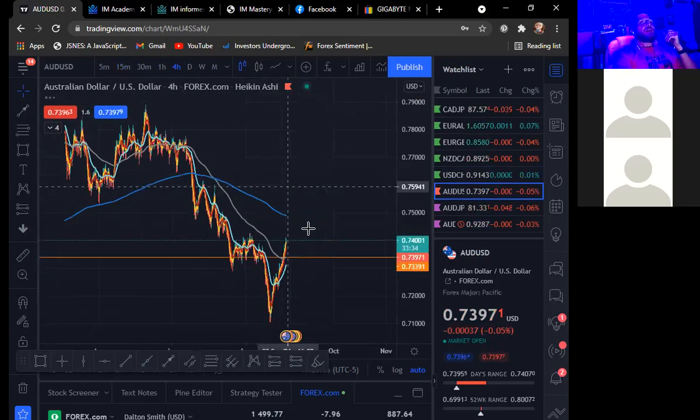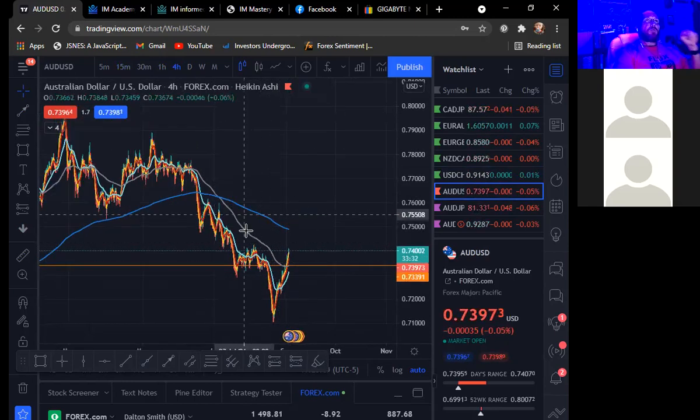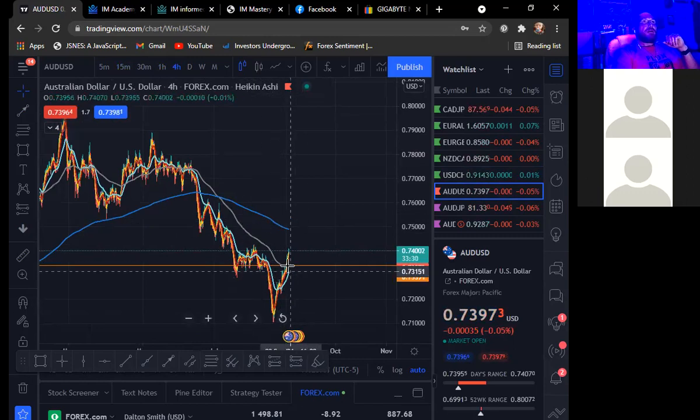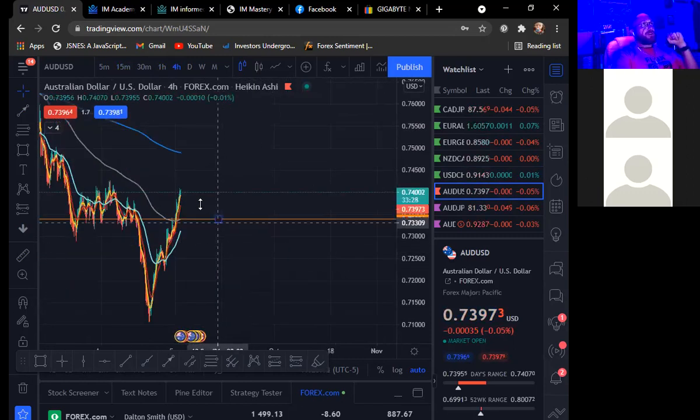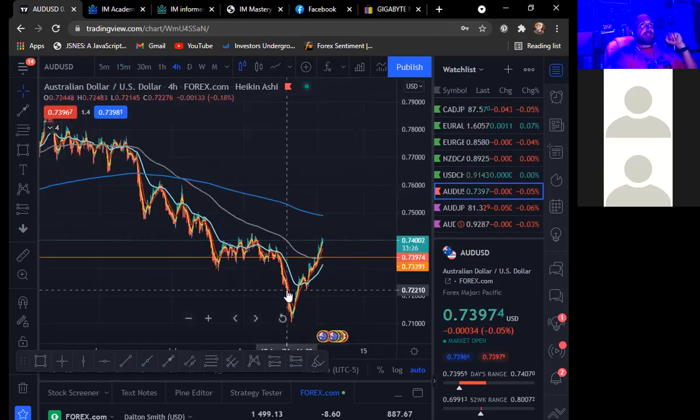So I got a couple other lookers I'm looking at. I almost took this trade, and I wish I had. I was in on another chart, and I don't like taking a bunch of trades at the same time, but I almost took this one. And it turned out to be a good one.